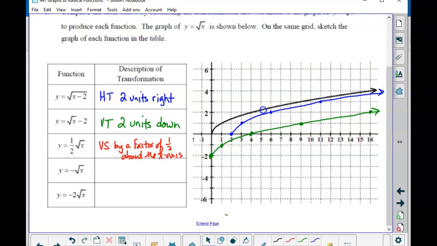So now we take our original y values and we multiply them by 1/2. So y value of 0 stays at 0. Okay, now our shape is going to change. Y value of 1 times 1/2 is 1/2. Y value of 2 times 1/2 is 1. Y value of 3 times 1/2 is 3/2. Y value of 4 times 1/2 is 2. So it's kind of going to be flatter.